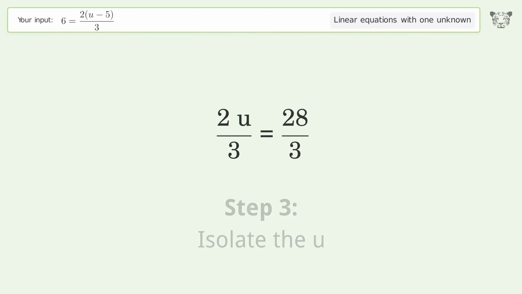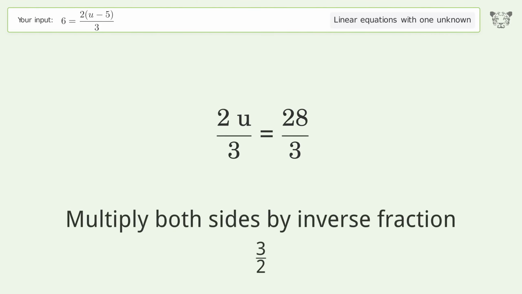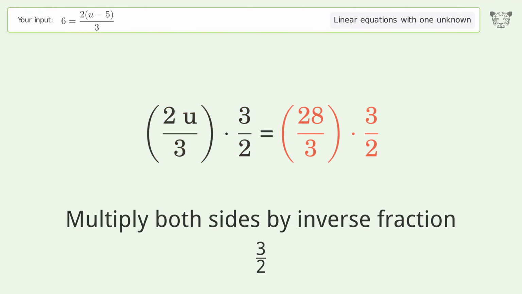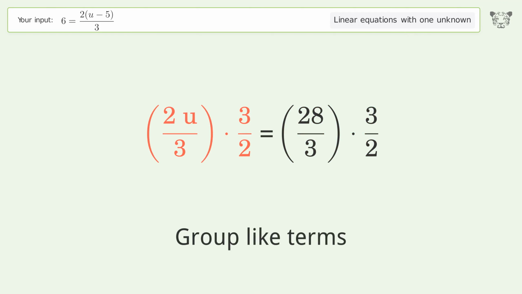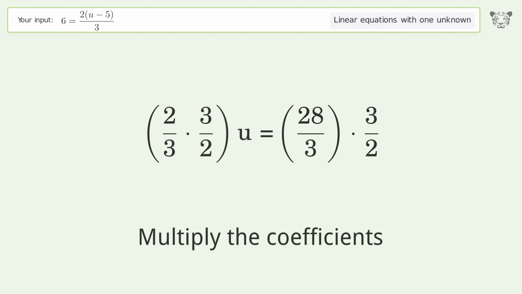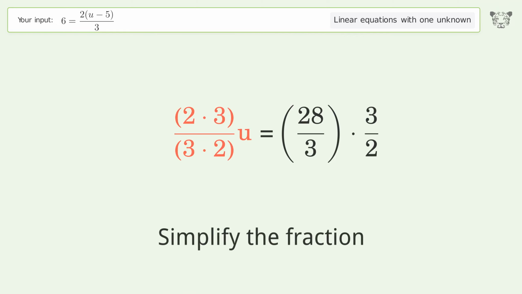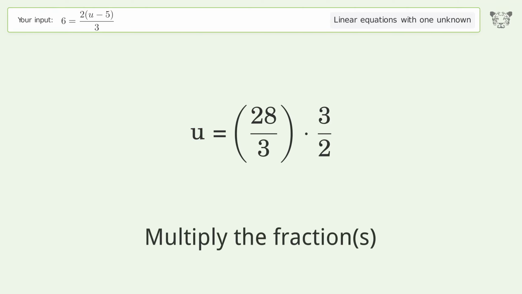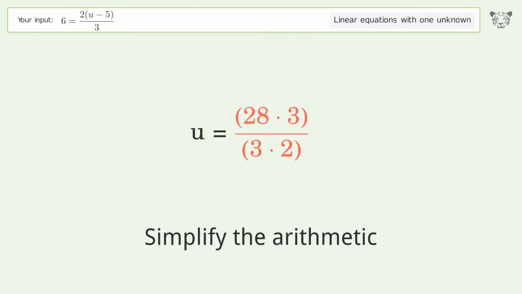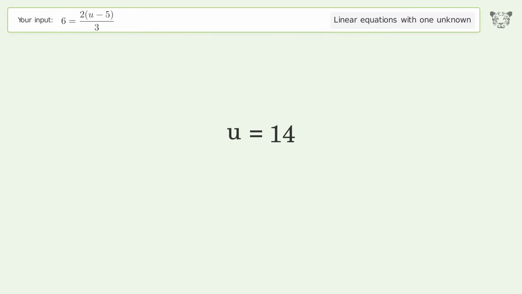Isolate the u. Multiply both sides by inverse fraction 3/2. Group like terms. Multiply the coefficients. Simplify the fraction. Multiply the fractions. Simplify the arithmetic. And so the final result is u equals 14.